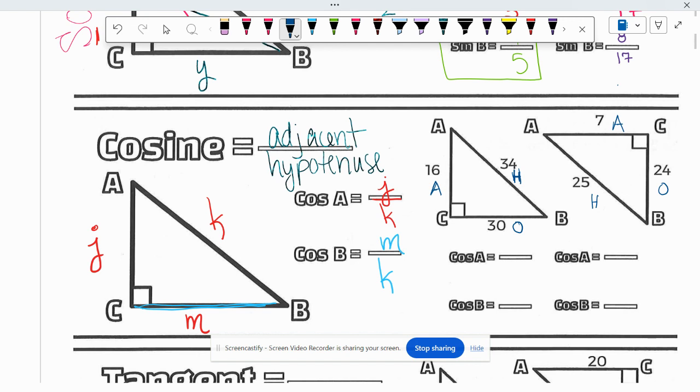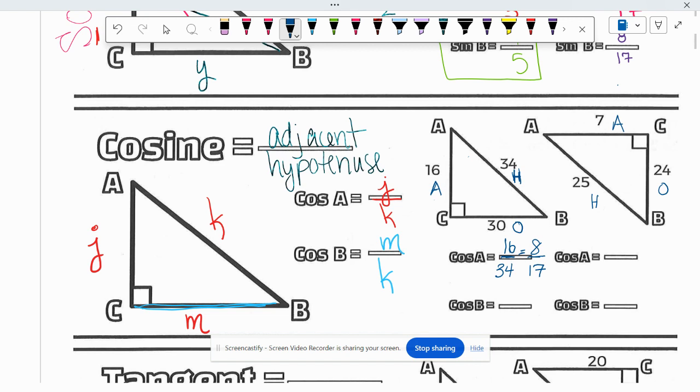Okay. So the cosine of angle A, first triangle, is the adjacent over the hypotenuse. What's that going to look like? Can you reduce that? You can. They're both even, so we can divide by 2. So that's actually going to equal 8 over 17.